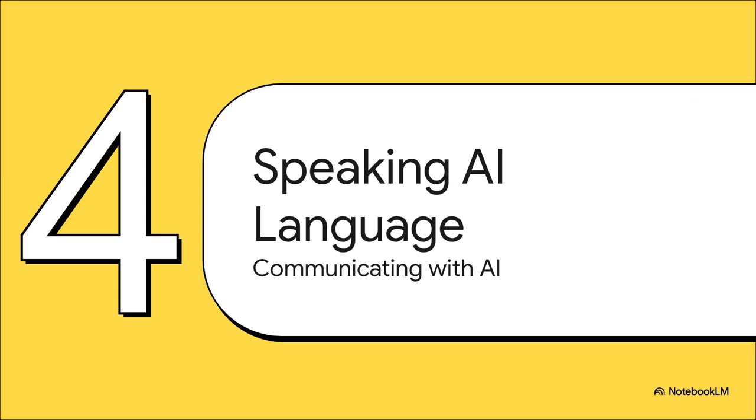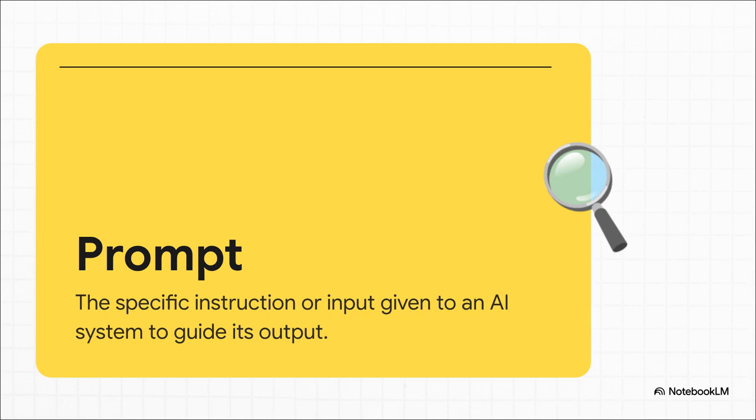Section 4, speaking the AI language. Okay, so a prompt is simply the order you give to our AI chef. It's the specific instruction used to guide its output. You've probably heard people say prompt engineering is the new coding, and it's true. You are translating your human intent into structured instructions.